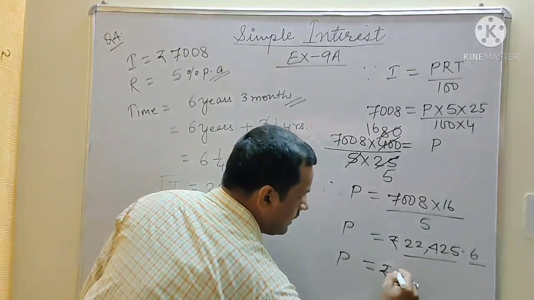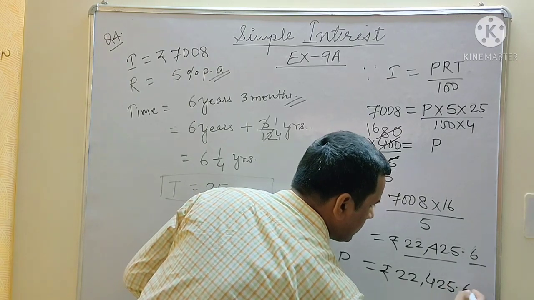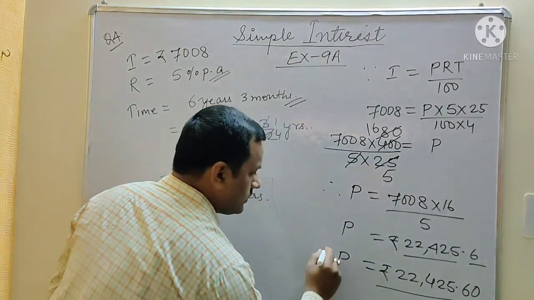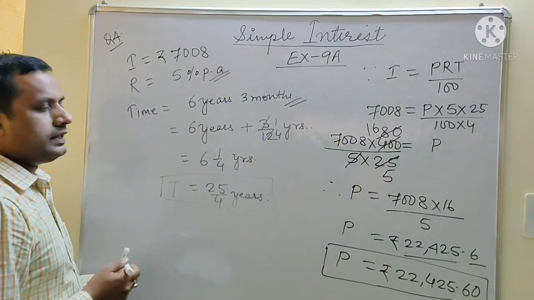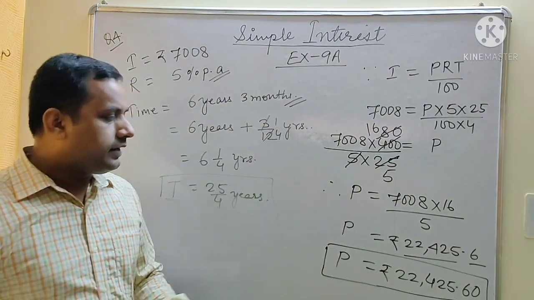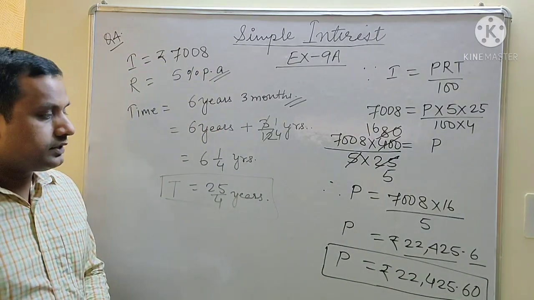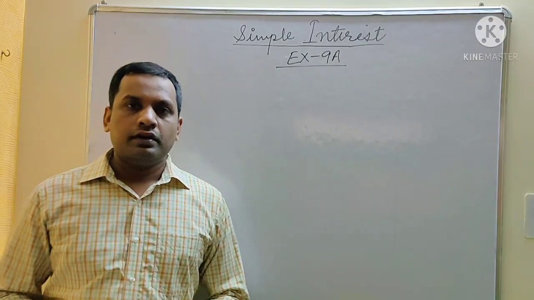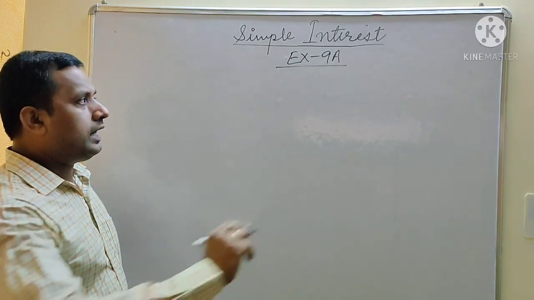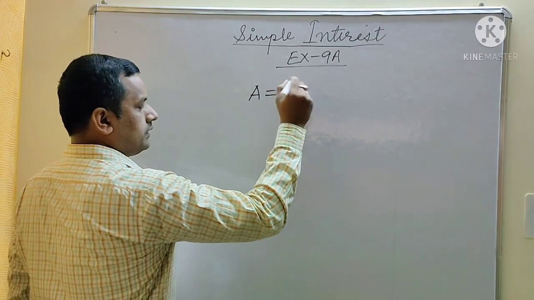it in 2 decimal places. Therefore we have to write it as 60. This is a must. You have to write the answer in 2 decimal places. The final answer must be in 2 decimal places. So you have to write 22,425.60.